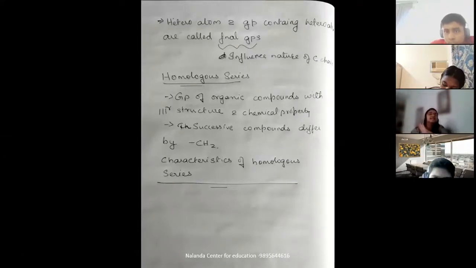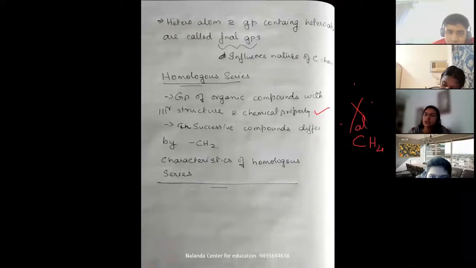A homologous series is a series of organic compounds, and they are going to have similar structure and chemical properties. This is the most important question in organic chemistry as far as you are concerned. Now we'll write one of the series, the alkane series: CH4, C2H6, C3H8. Now the successive compounds: how many carbons increase? One carbon. How many hydrogens have increased? 2 hydrogens have increased. From H4 it became H6.